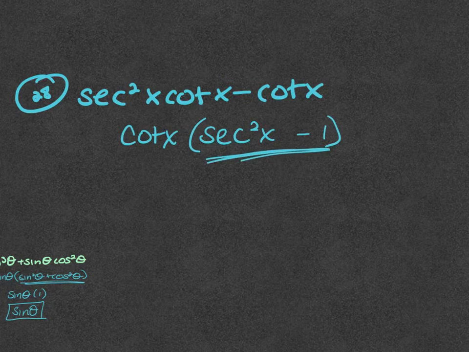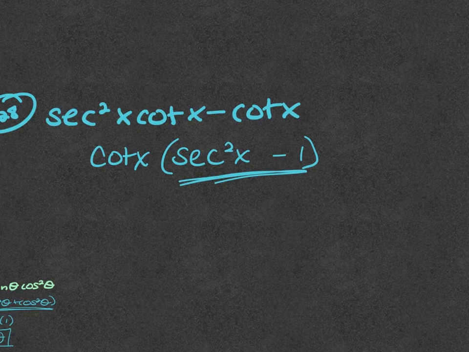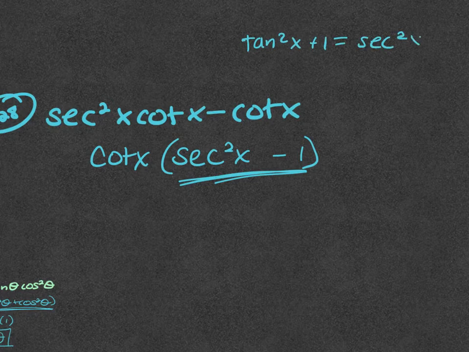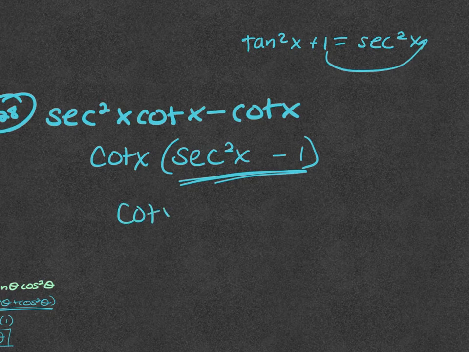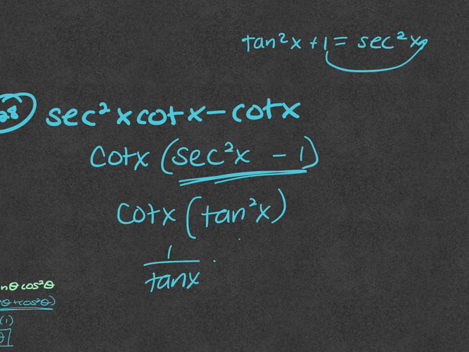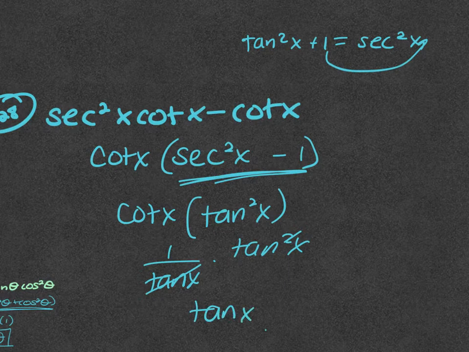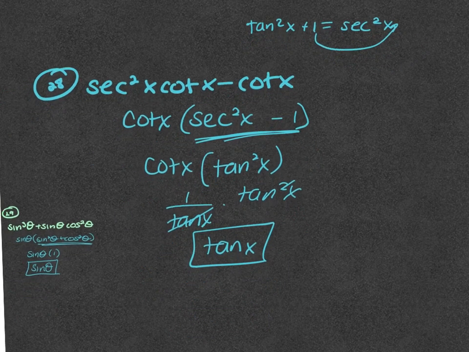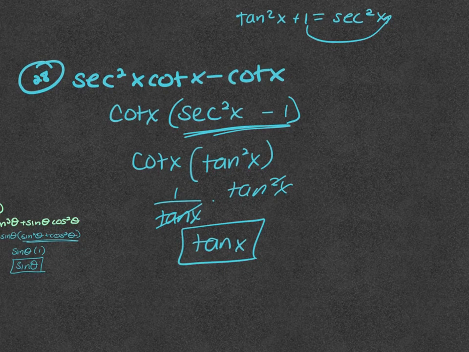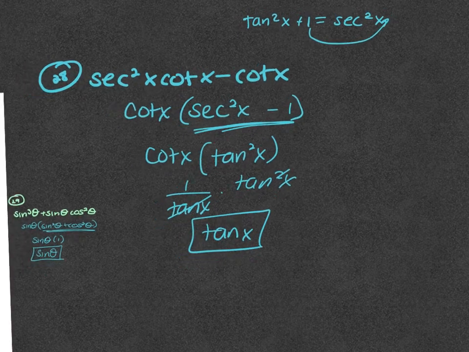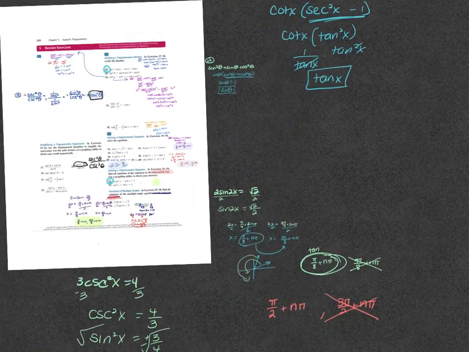And this comes from your Pythagorean triples. So this would be tangent squared x plus 1 equals secant squared x. So secant minus 1 is tangent squared. And then cotangent is 1 over tan squared. And that leaves just 1 tangent at the end. You could have gotten there the other way too. I feel like maybe it would have been more steps, but you definitely could have gotten there the other way too. You're welcome.